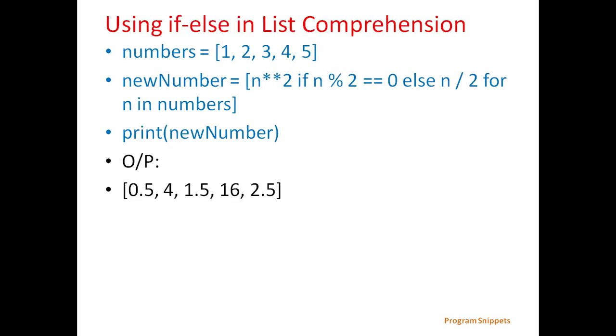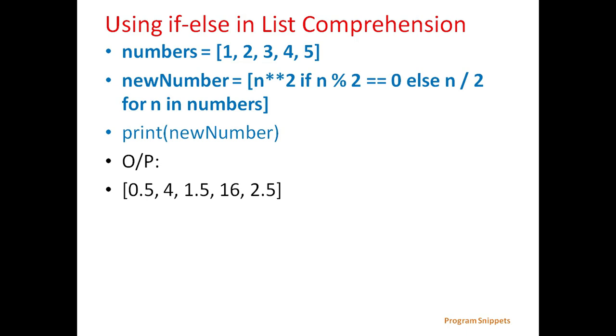We can also use an if-else statement in list comprehension. For this, first we have defined a list with elements 1, 2, 3, 4, 5 and we will create a new list with list comprehension such that if the number is even we will square it and if the number is odd we will divide it by 2. And when we execute, it will give the output 0.5, 4, 1.5, 16 and 2.5. That is, for even numbers it will square it, that is 2 squared is 4, 4 squared is 16, and for odd numbers it will divide it by 2. So 1 divided by 2 is 0.5, 3 divided by 2 is 1.5 and 5 divided by 2 is 2.5.